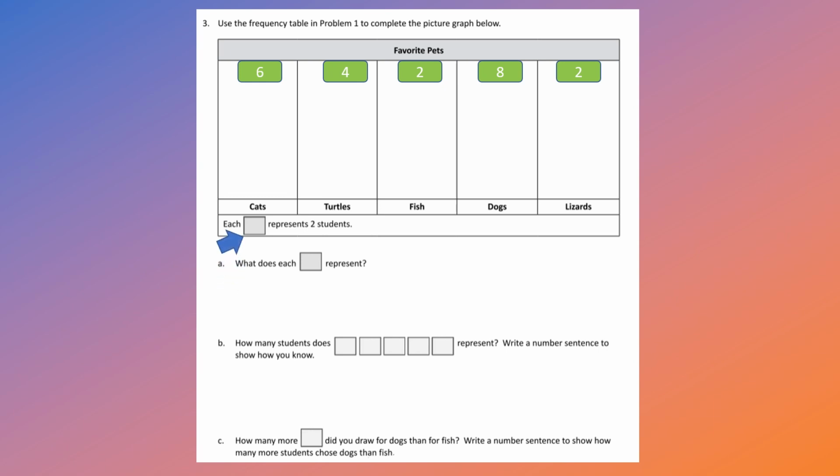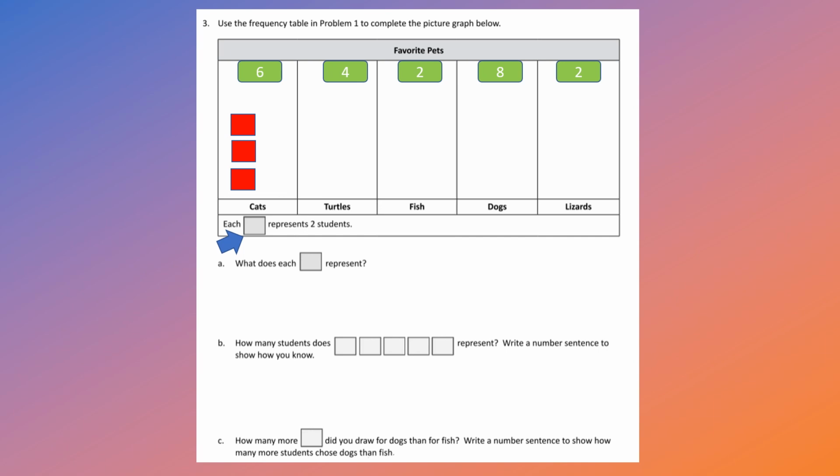Now, again, according to the key, every square represents 2 students. So as I draw my squares in, I have to count by 2s, right? So for cats, 6 students like cats. So when I draw my squares in, I count by 2s. 2, 4, 6. Now notice you only need 3 squares to represent 6 students because each square is equal to 2.